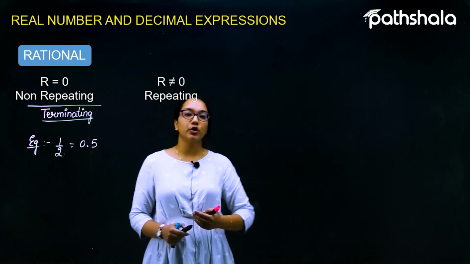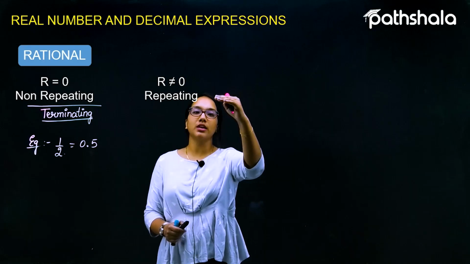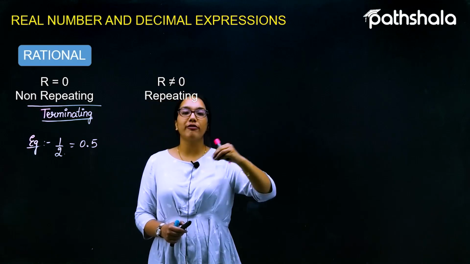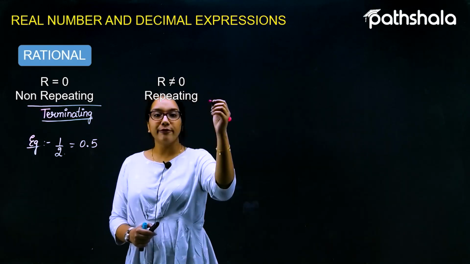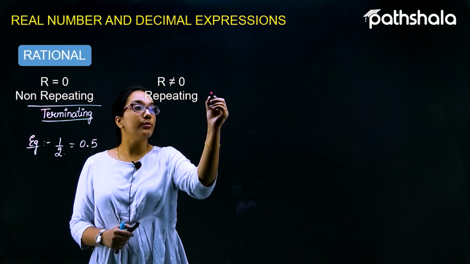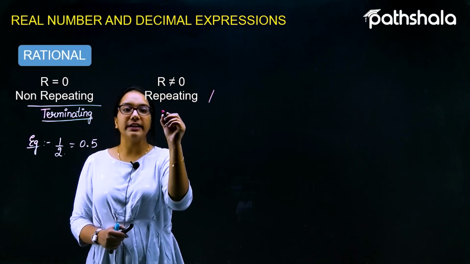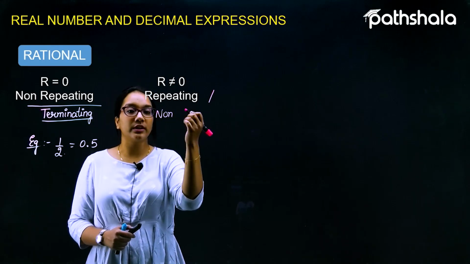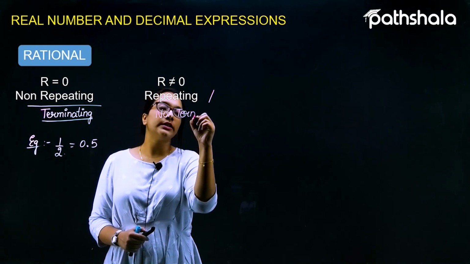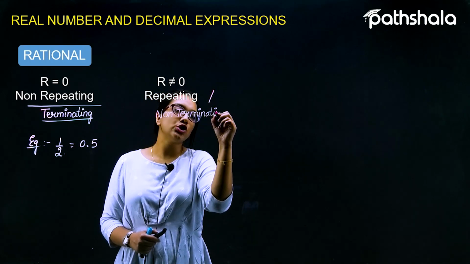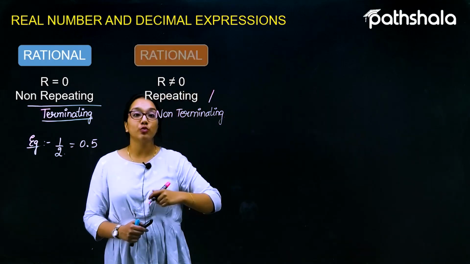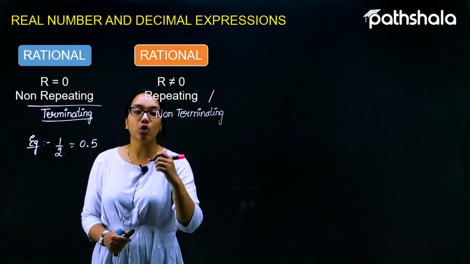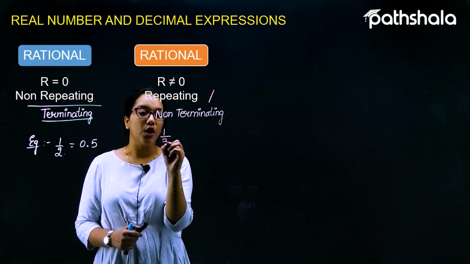So let's move further towards when the remainder is not equal to 0 and the number is repeating. There is a string of numbers which is repeating itself, and furthermore it means that they are non-terminating. They are non-terminating, because we know that if the remainder is not equal to 0, then definitely the number will be non-terminating. So such numbers are considered to be rationals again.